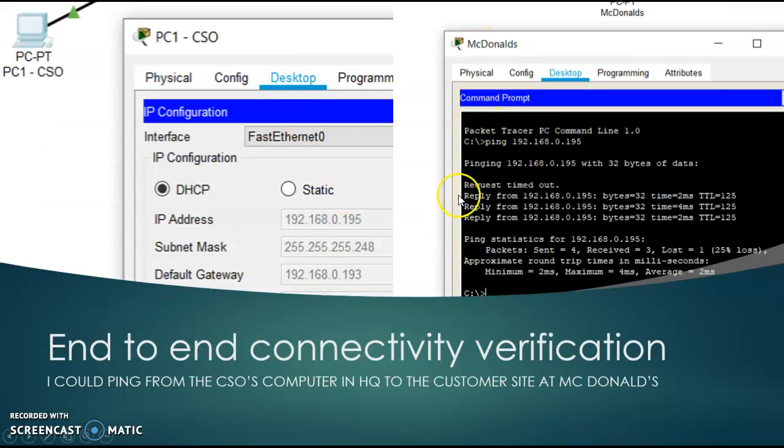To provide end-to-end connectivity, DHCP has been configured on either side of the design. On the HQ side, here we can see the CSO, who got the IP address through DHCP. This is the DHCP address, this is the subnet mask, and this is the gateway. I just showed a demonstration of how our CSO can ping the McDonald's customer site, so providing end-to-end connectivity. The ping was successful.